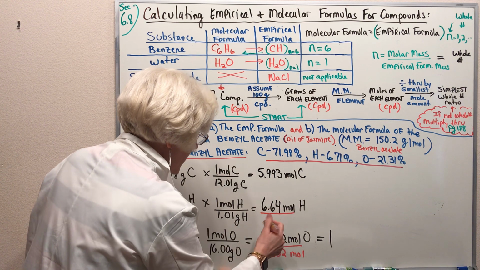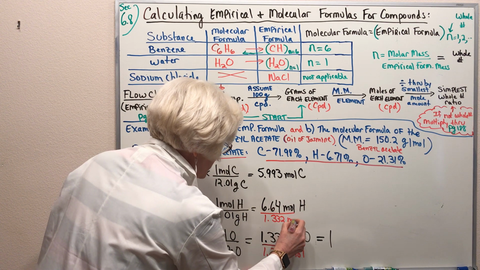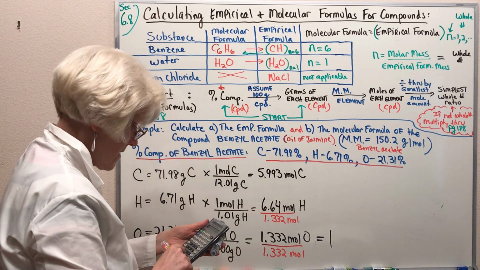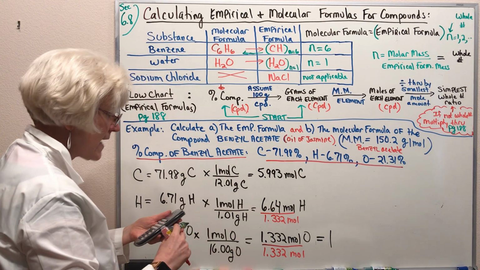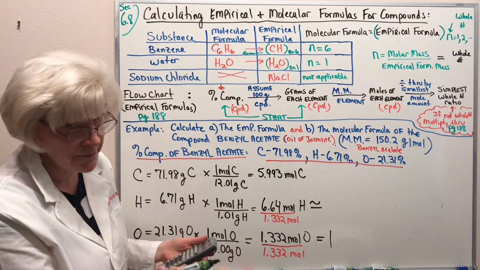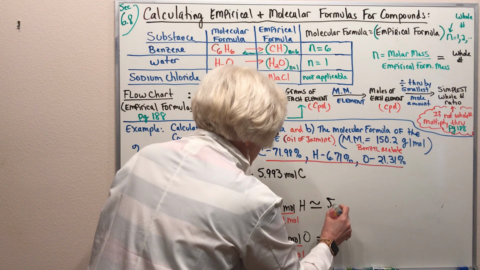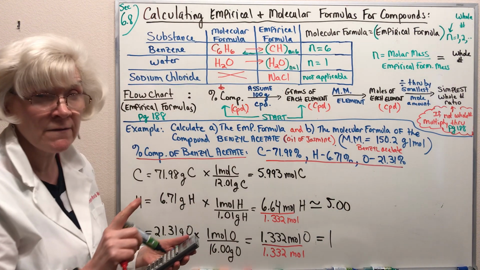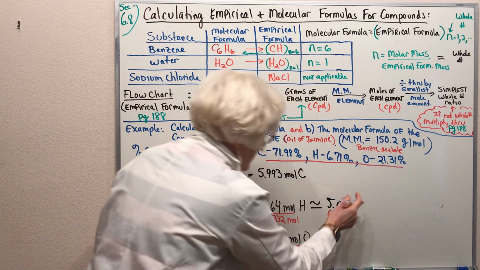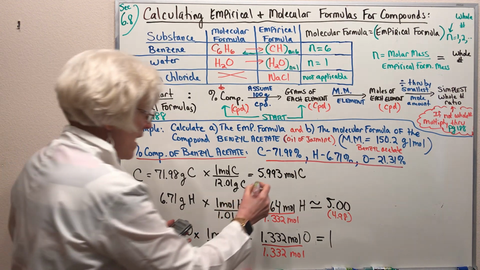Taking the 6.64 moles of hydrogen and dividing by 1.332 moles of oxygen, doing that calculation, I see here that I'm getting a number that is very, very close. I'm looking for whole numbers at this point, or something very close to it, and I see that I've got a number that's very, very close to 5. It was 4.98 on my calculator, but I see that that's very close to the whole number 5.